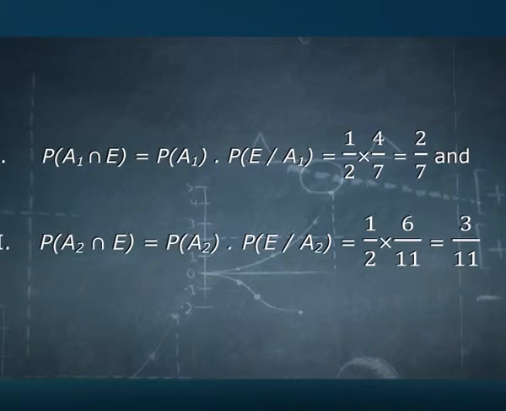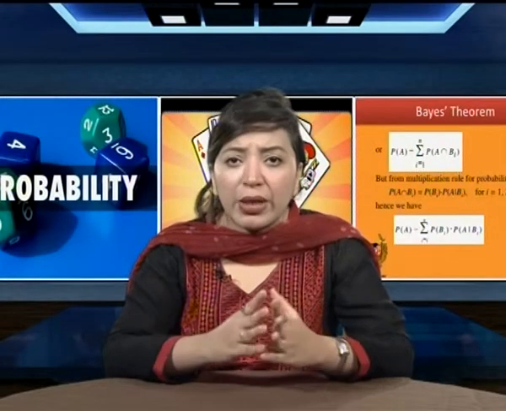And the second one, probability of A2 intersection E is equal to probability of A2 times probability of E given A2. So, that is equal to 1 by 2 times 6 by 11, which is equal to 3 by 11. Let us ask another question.